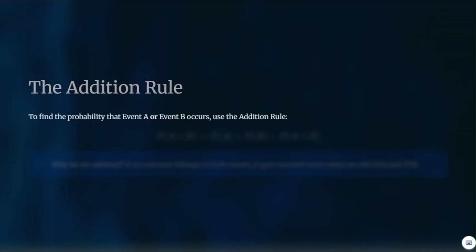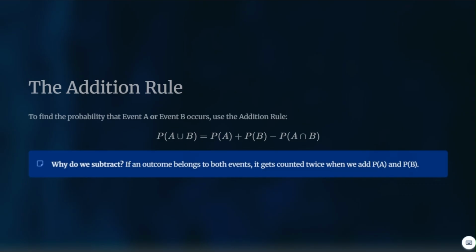To find the probability that event A or event B occurs, we will use the addition rule. That is, the probability of A union B, that is A or B occurring, would be equal to the probability of A plus the probability of B minus the probability of A intersection B. Why do we subtract, you might ask? If an outcome belongs to both events, it gets counted twice when we add the probability of A and the probability of B. Subtracting the overlap ensures it's counted only once.